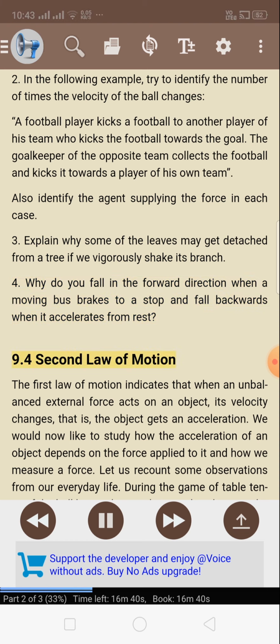9.4. Second law of motion. The first law of motion indicates that when an unbalanced external force acts on an object, its velocity changes, that is, the object gets an acceleration. We would now like to study how the acceleration of an object depends on the force applied to it and how we measure a force. Let us recount some observations from our everyday life.